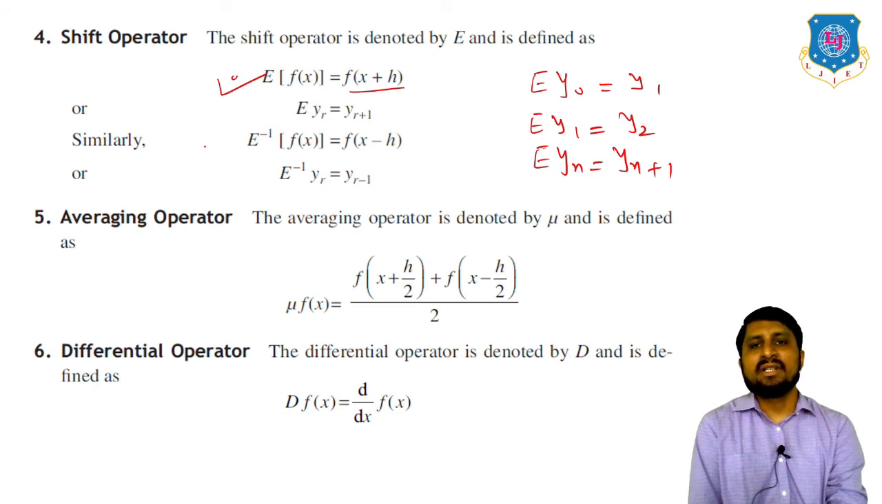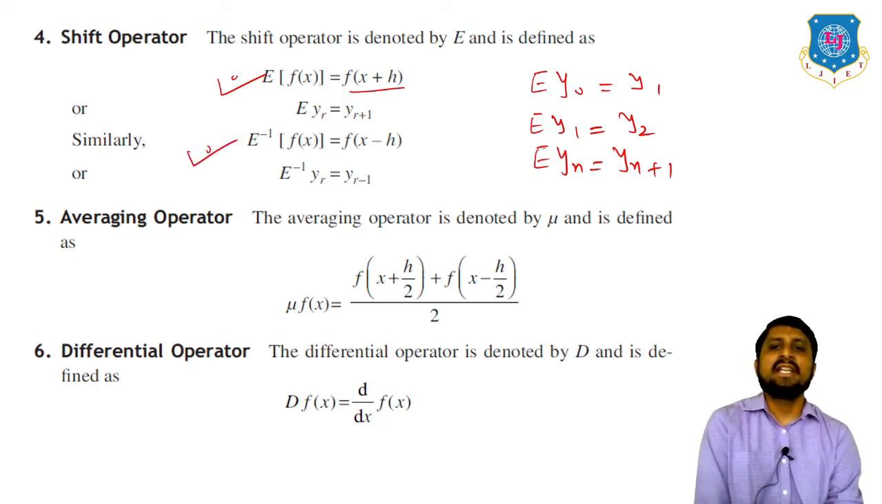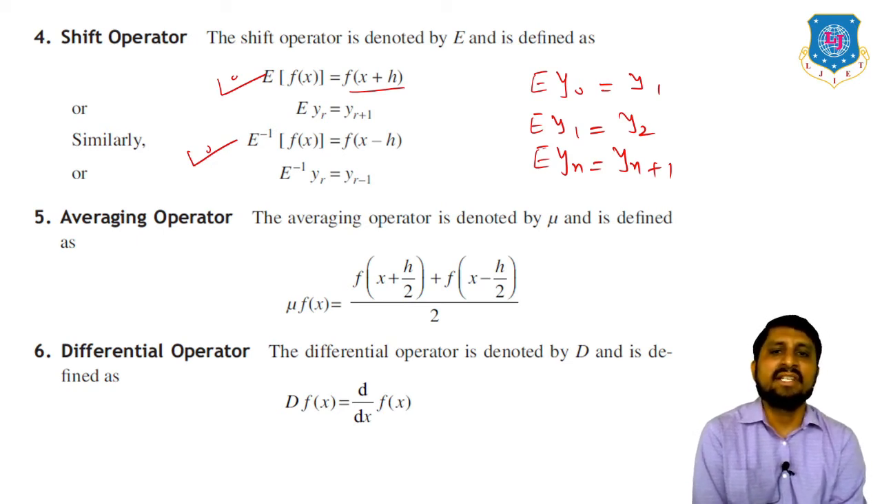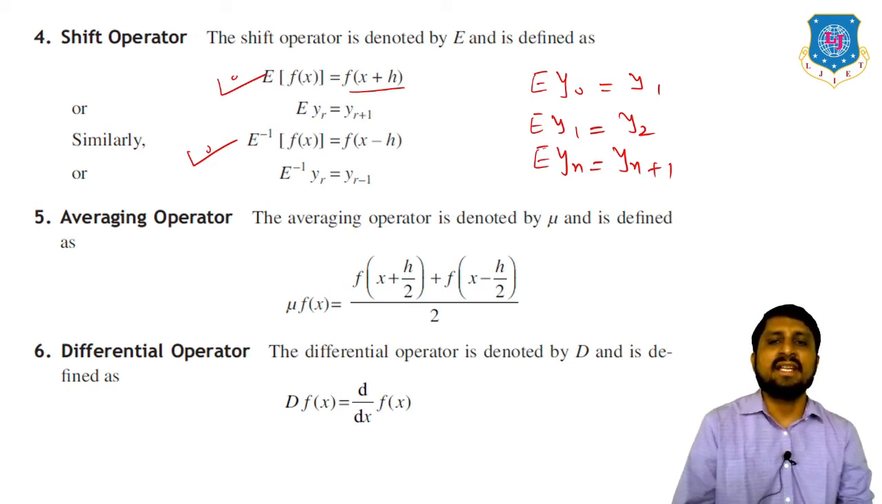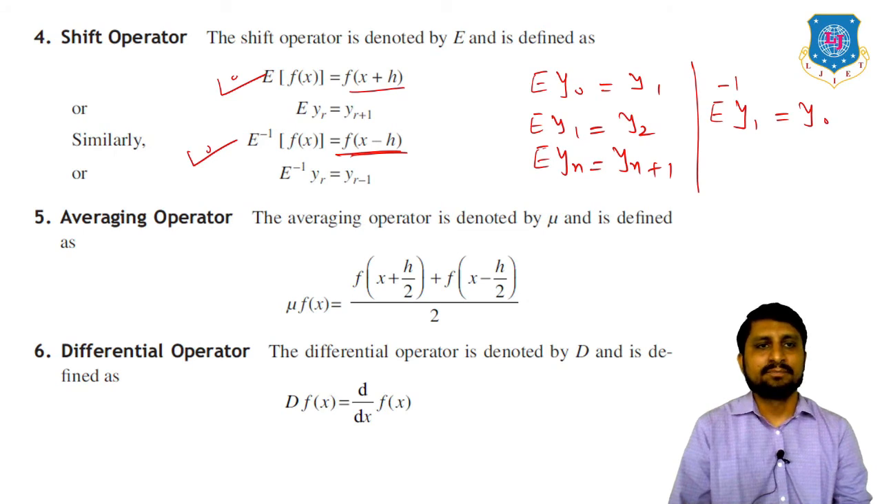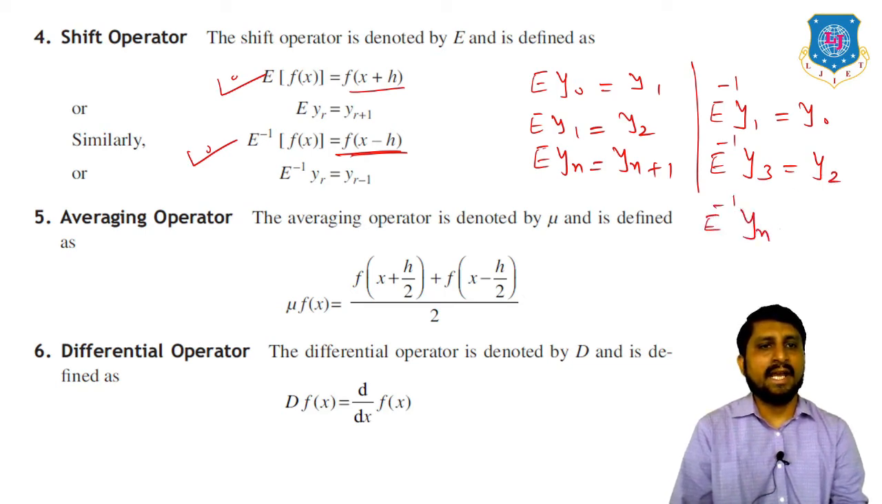Here, E inverse in particular, the inverse shifting operator. Okay, sometimes we use this notation, the inverse shifting operator, that is E inverse f of x. So we use this definition, f of x minus h. So similarly, suppose I want to find E inverse of y1, that is y0. Okay, E inverse of y3, that is y2. In general, E inverse of yn is yn minus 1.